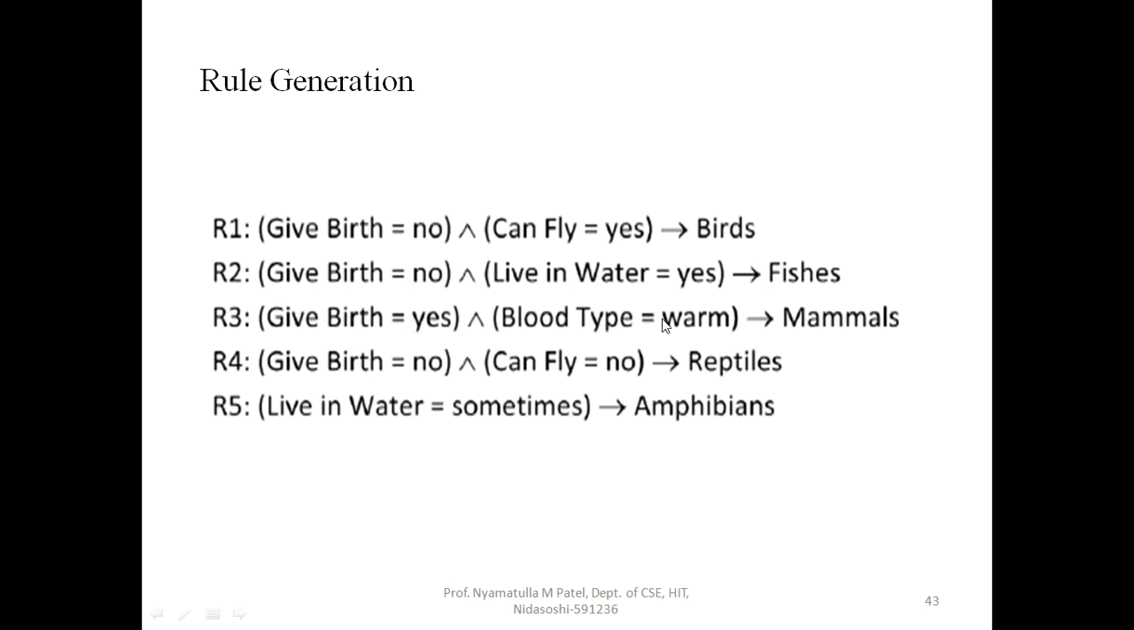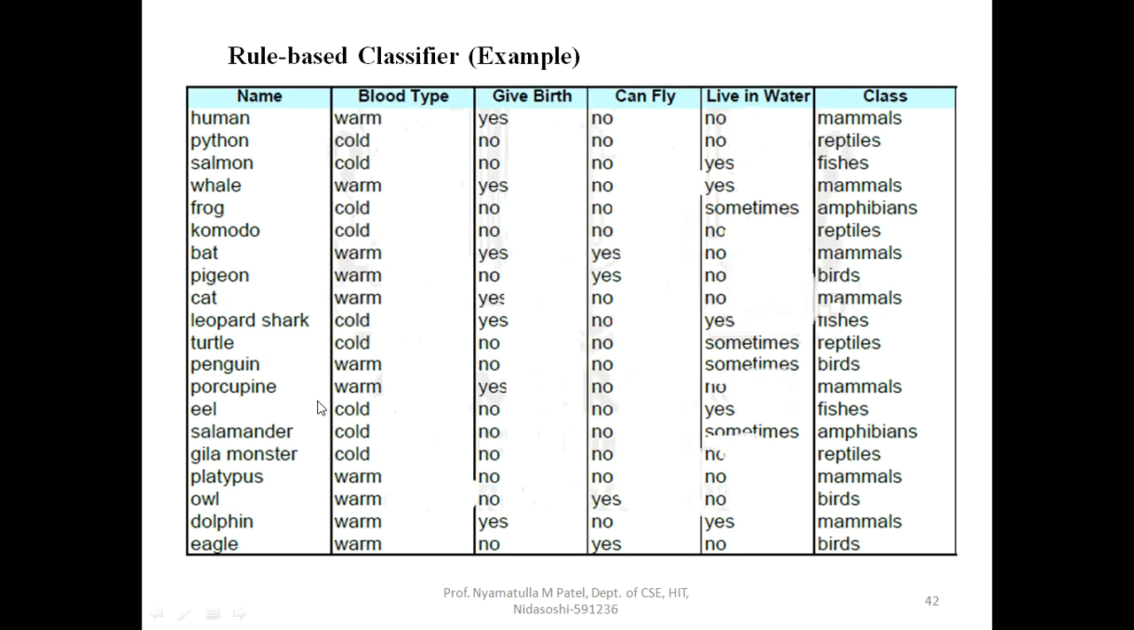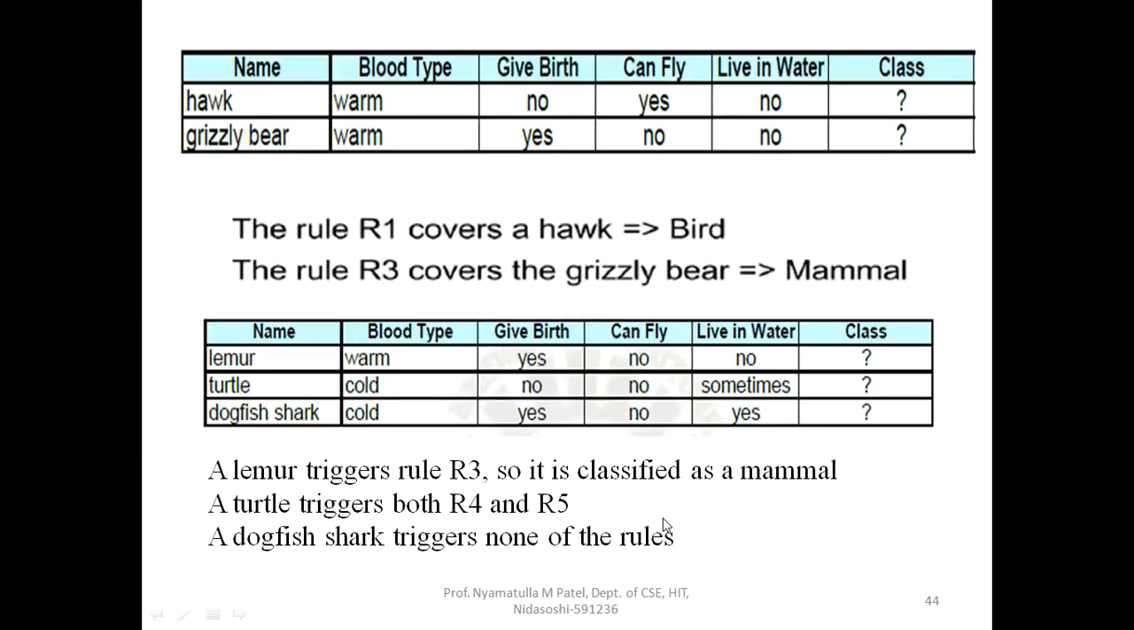Rule number 3: gives birth equal to yes and blood type is equal to warm, then it belongs to the class mammals. Gives birth equal to no and can fly equal to no, then they are reptiles. Lives in water equal to sometimes, then those are amphibians. So, these are the 5 rules: rule 1, rule 2, rule 3, rule 4 and rule 5. All 5 rules are based on this table, which we have taken into consideration.